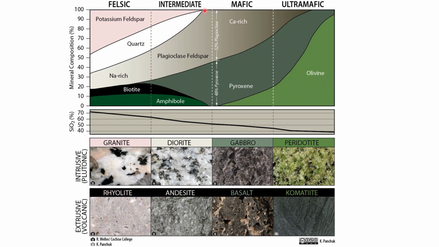With your mafic, you have no potassium feldspar. You do not see any quartz. You have plagioclase feldspar, but it is rich in calcium. You have pyroxene and olivine. And then your ultramafic is going to have some calcium-rich plagioclase feldspar, pyroxene, and olivine. And in some ultramafic rocks, you really only see olivine. Now, I skipped over intermediate because it's intermediate. It falls right in between felsic and mafic. And this is really a gray zone. You see how these lines are dashed here.